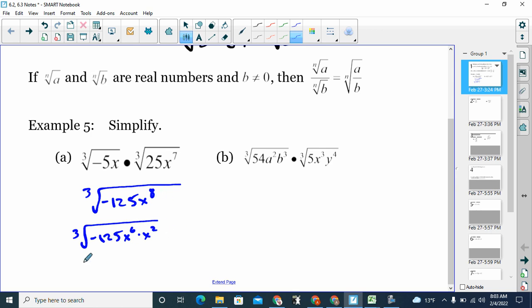Cube root of negative 125 is negative 5. Cube root of x to the 6, 6 divided by 3 is 2. And the cube root of x squared doesn't come out even, it stays under the root. So really the only thing that's new is step 1 here, where we multiply them together. We did the rest of this last class. Part B, mistake here, that should be an a and a b.